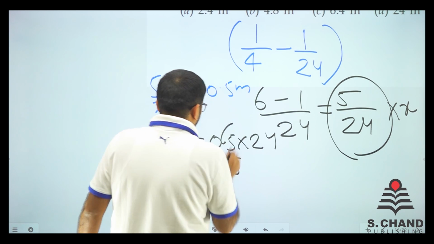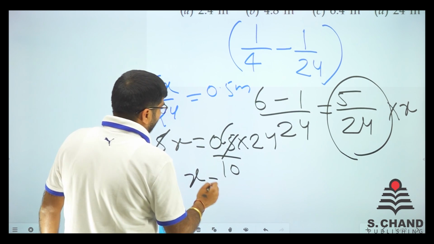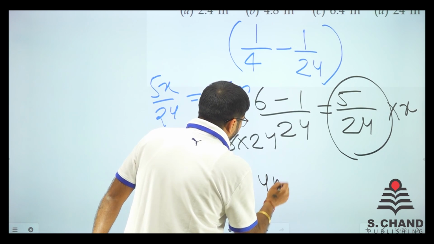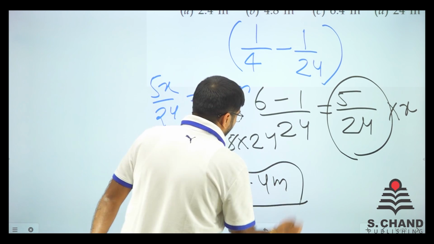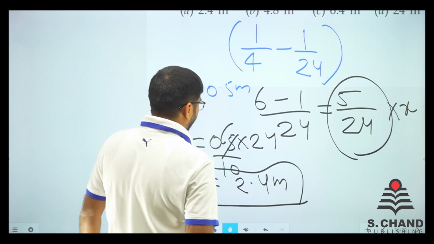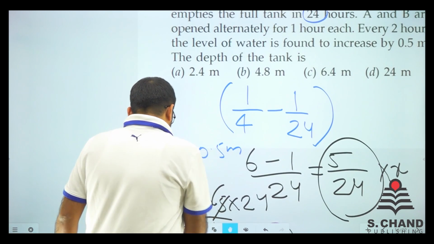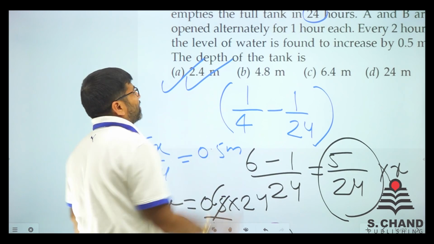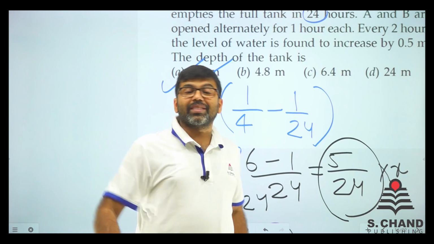So here it is 10. So here it is gone. So x is equal to 2.4 meter. So the height of the tank is 2.4 meter, right? Here we go, 2.4 meter. Is there any option like that? Yes, it is. Height you can say, or the depth you can say, right? So this is the answer.